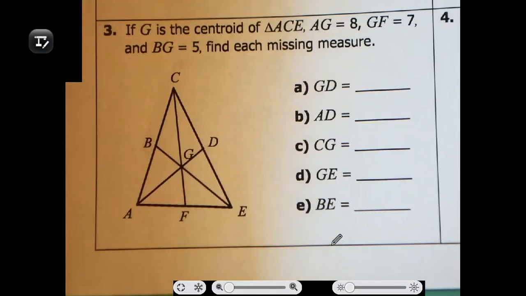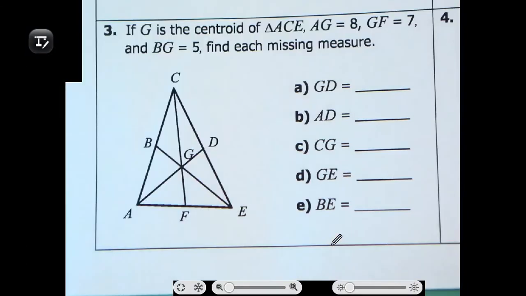All right, so now I would like you to try number 3 all on your own. It does relate pretty closely to number 2, just really applying the fact that the longer part of the median is double the shorter part. So give 3 a try, pause the video, see how you do with it, and then we'll go over it.